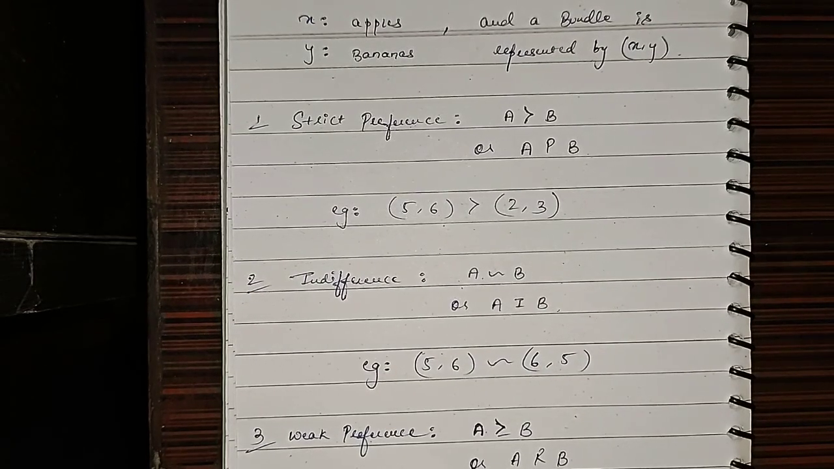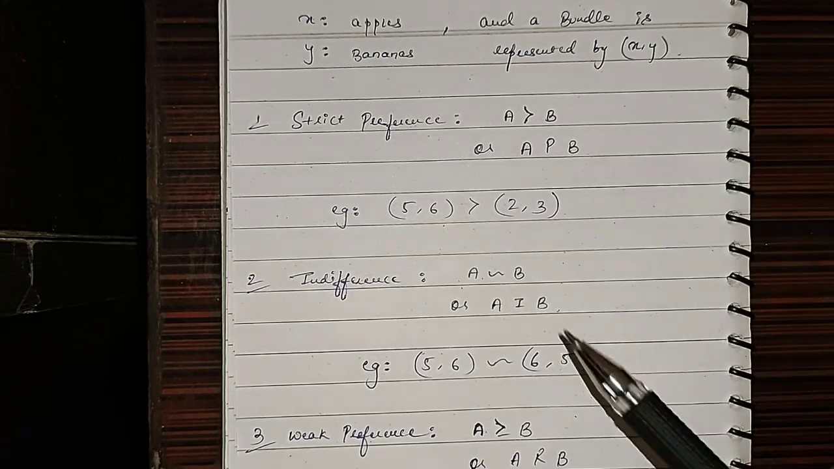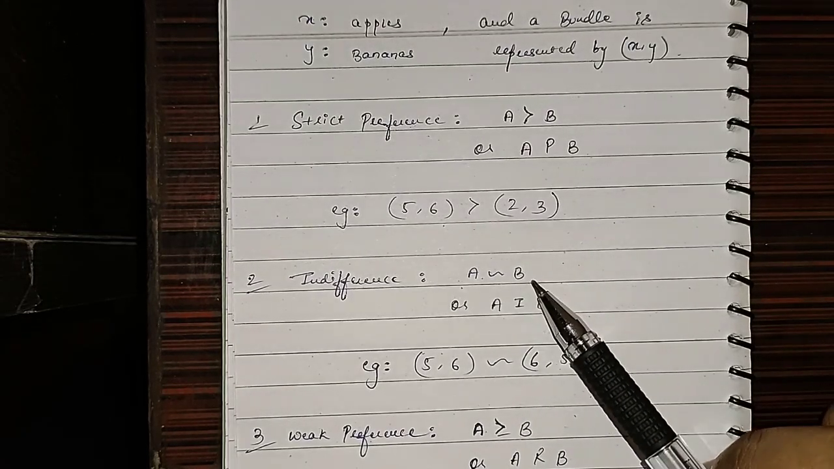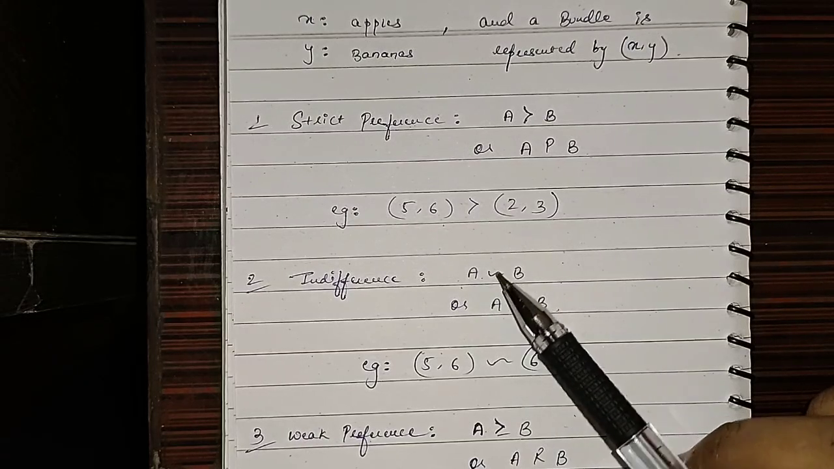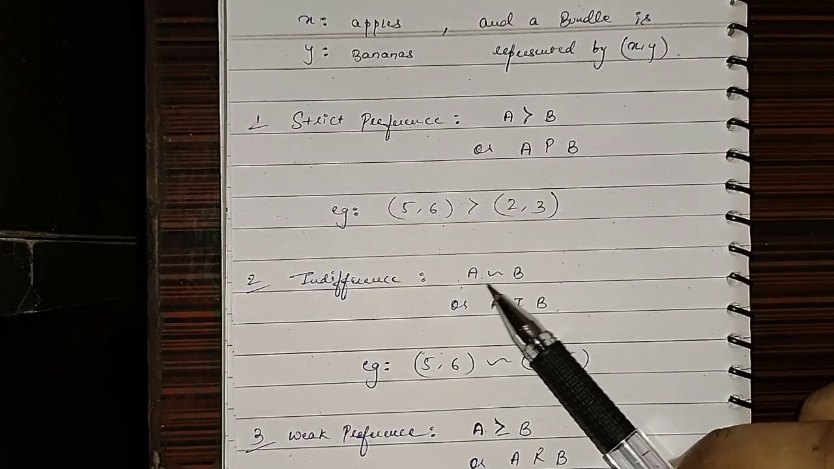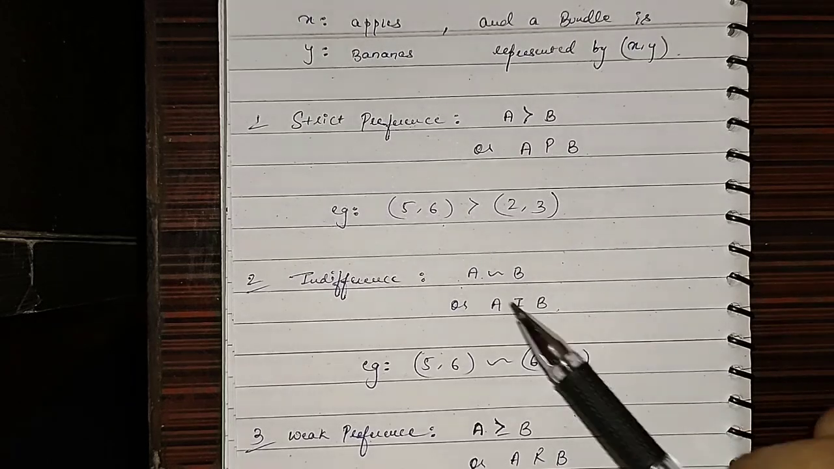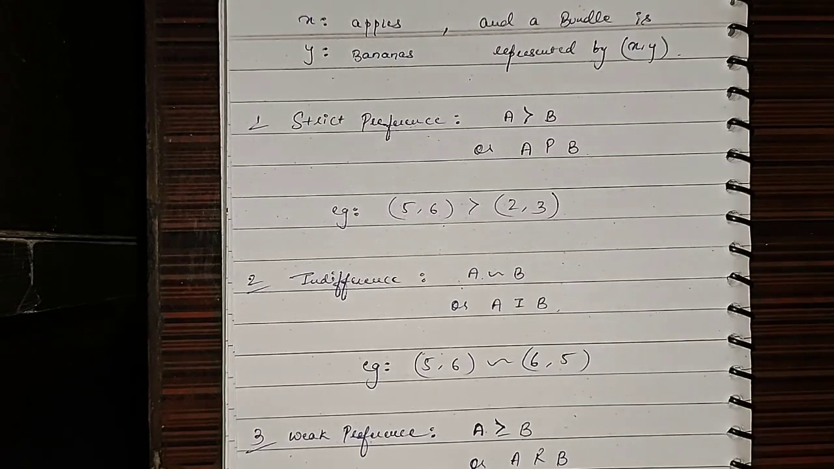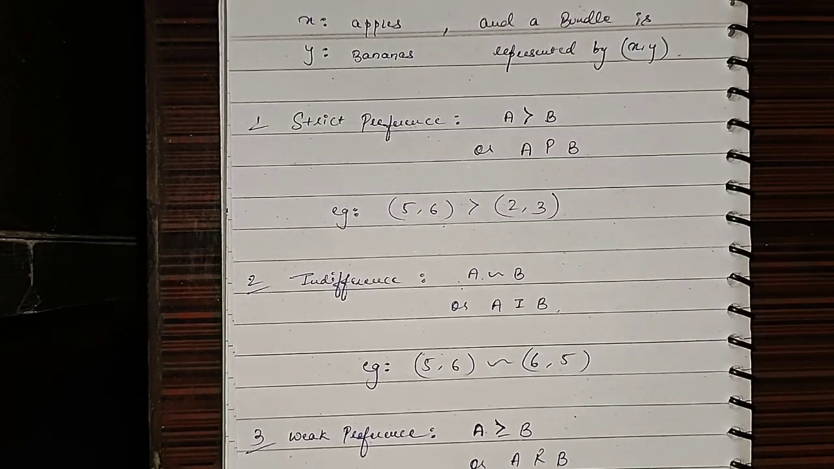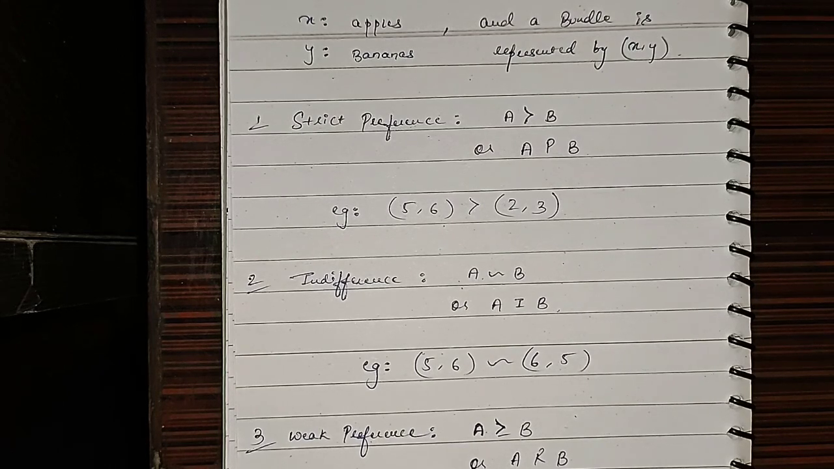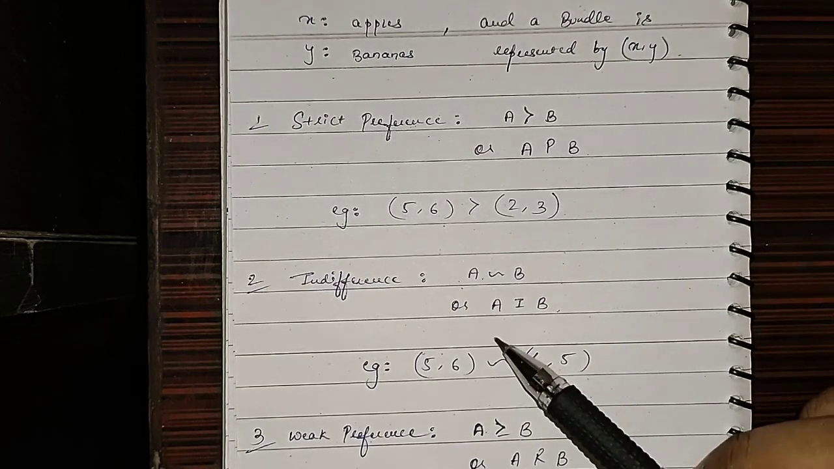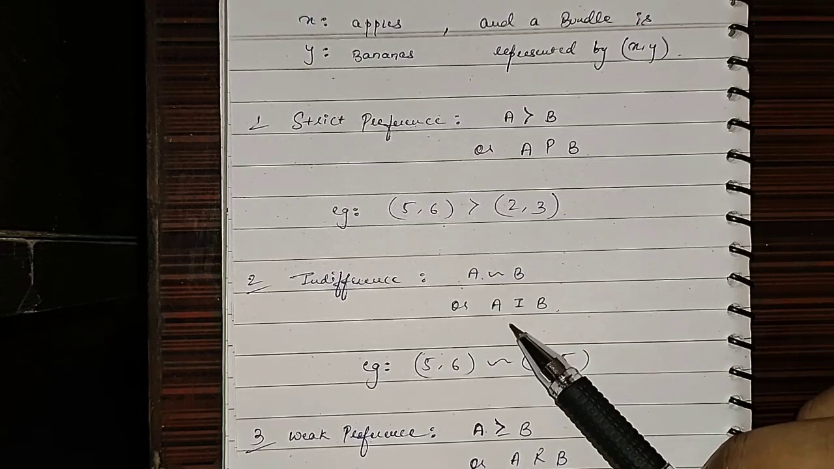And if we want to symbolically represent indifference, then we can say that A is indifferent to B, meaning the utility derived from A is the same as B, where this symbol is usually used to represent indifference. Or alternatively, we can use an I sign in between A and B.